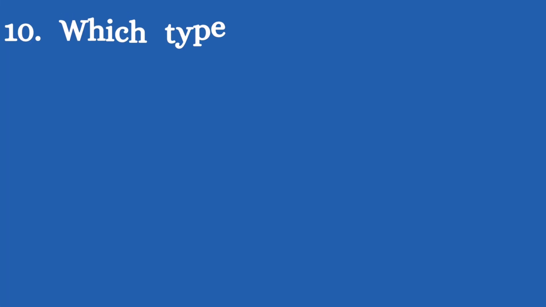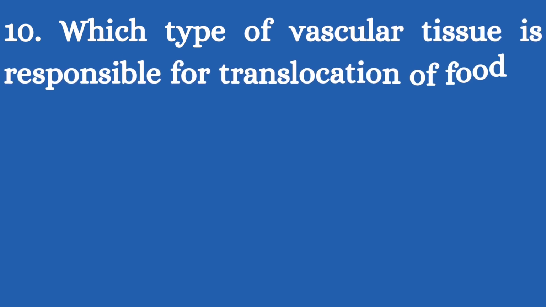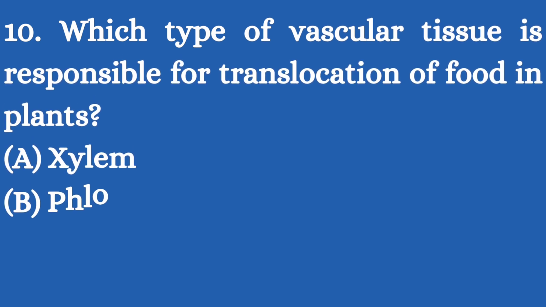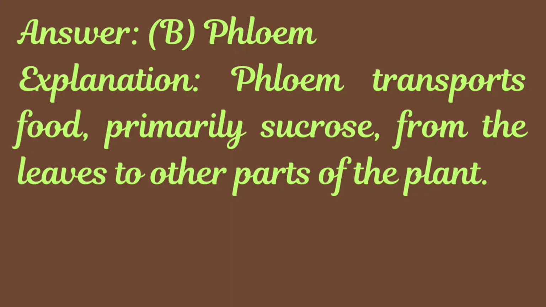10. Which type of vascular tissue is responsible for translocation of food in plants? A. Xylem. B. Phloem. C. Cambium. D. Epidermis. Answer: B. Phloem. Explanation: Phloem transports food, primarily sucrose, from the leaves to other parts of the plant.